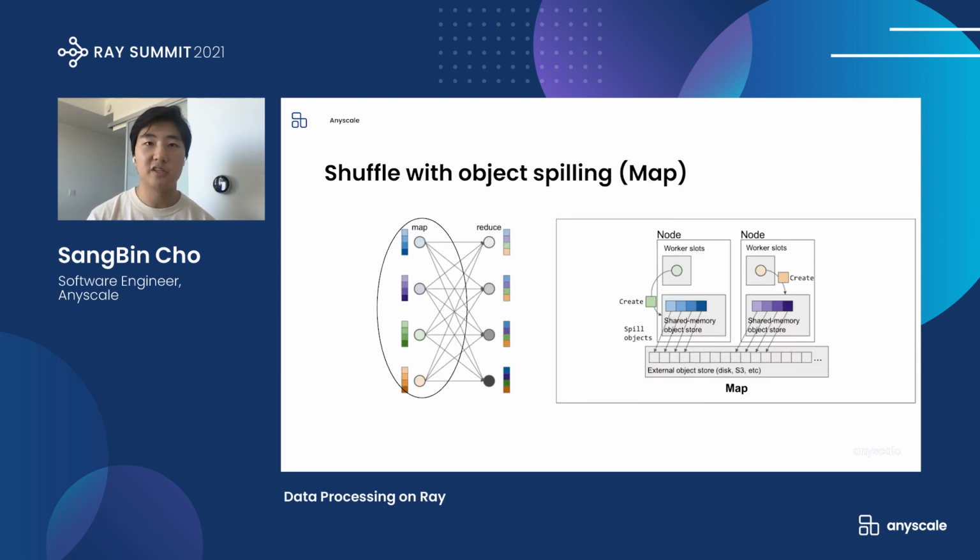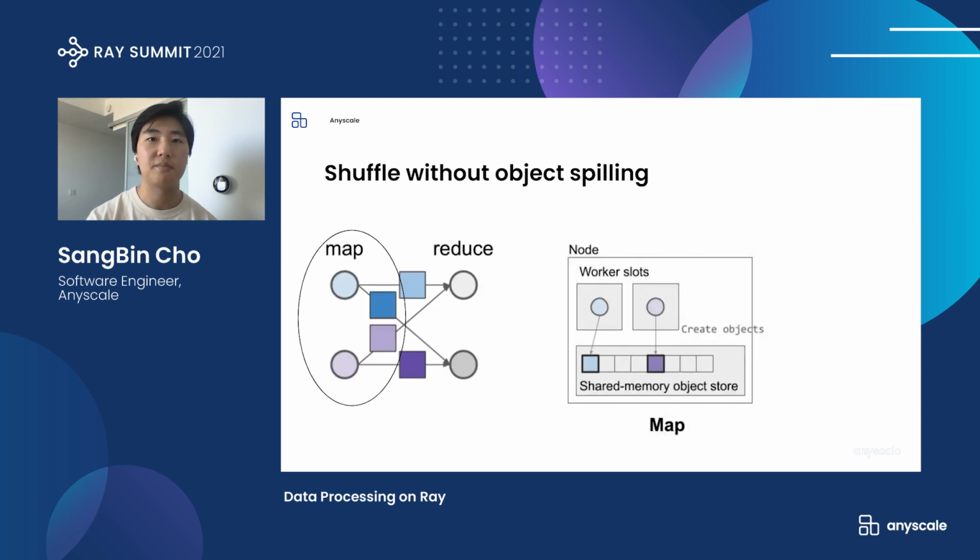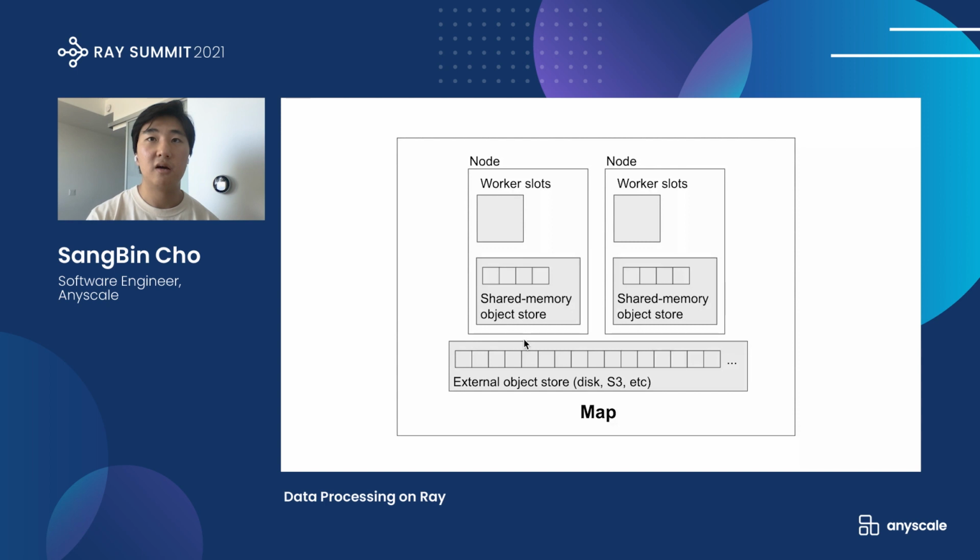Then how does it work with object spilling? Let's actually see from the map phase. It's the same as this part. At first, this is how the cluster looks normally. You have a machine, so node is the same as machine. This gray square is the process, and you can schedule tasks here. And this is the shared memory object store, which is Plasma Store. And you have the external storage like this.